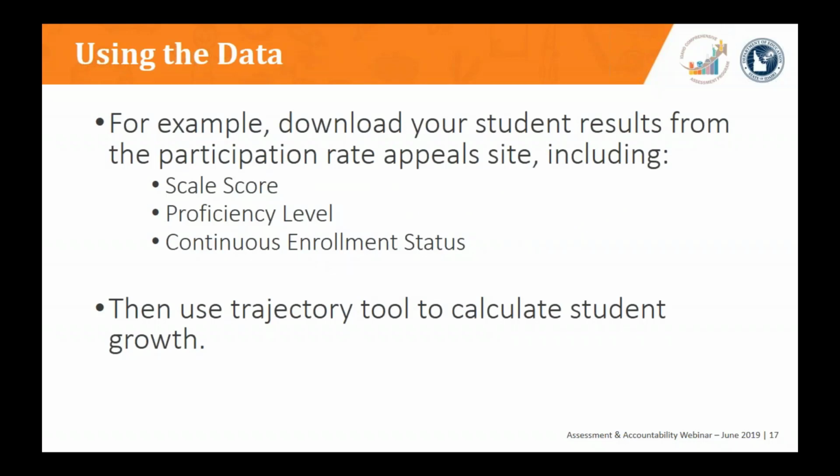So if you went through the official appeals and submissions process, you don't have to stop there. Just as an example, you could download your student results from the participation appeals site. And then you could use some of the tools on our website, for example, to look at growth for the past year and then looking forward to next year. So we just really want to make sure that you take advantage of the data that you have from these processes.